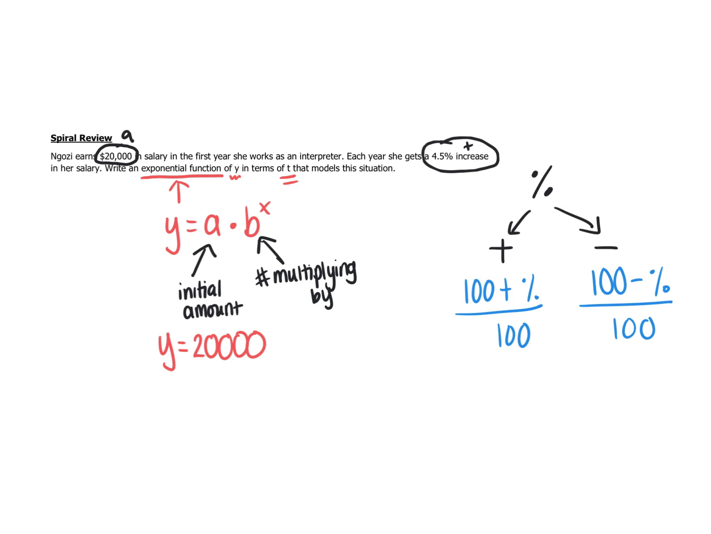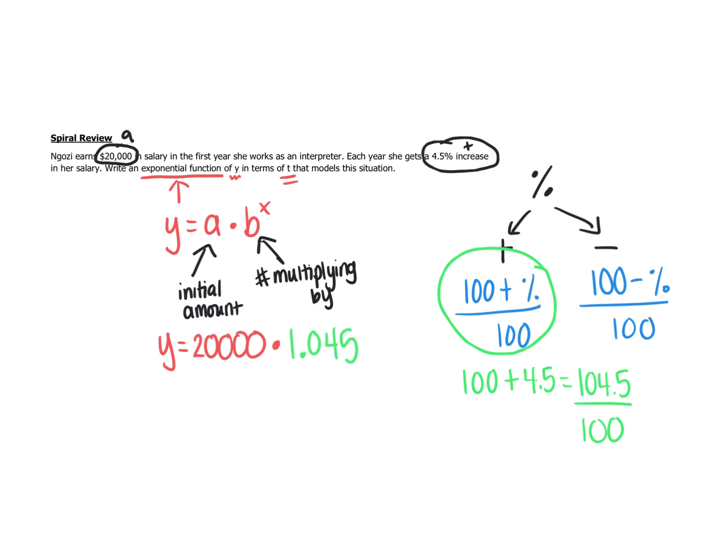Well, in this case, we are increasing. So we're going to do 100 plus our percent, which is 4.5. 100 plus 4.5, I'm going to circle this because this is what we did, equals 104.5. And then we take that number and divide by 100. So my decimal, the number I am multiplying by, is going to be 1.045 to the x power.